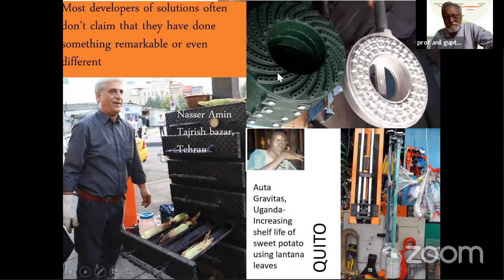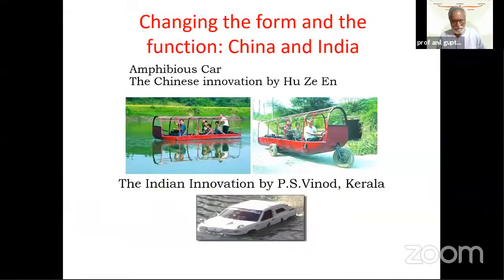And another example, what Anamika had brought, that this is the conventional gas burner, and with this, you have more heat with less gas. Good idea. Then from Uganda, we had given an award, we had organized a global competition. And he said that if you put lantana leaves in between the slices of cassava, the shelf life goes up. No pest attack. Simple ideas. So we can learn from Uganda, from Tehran, from other countries.